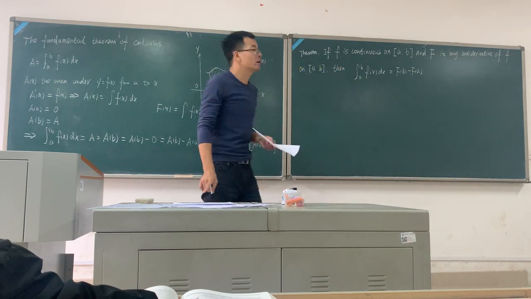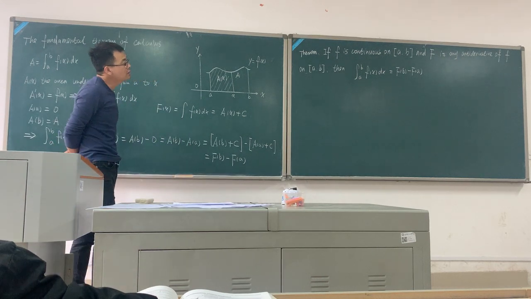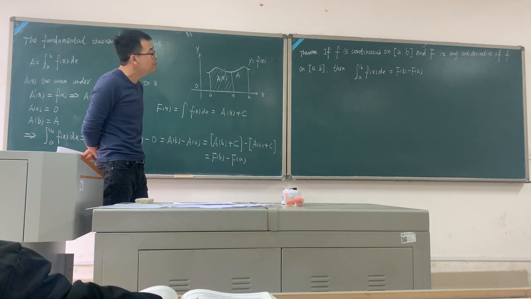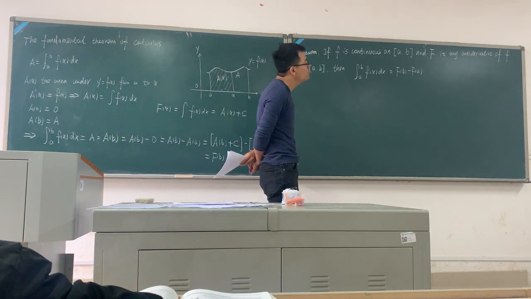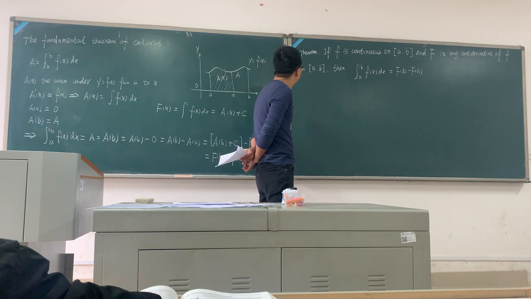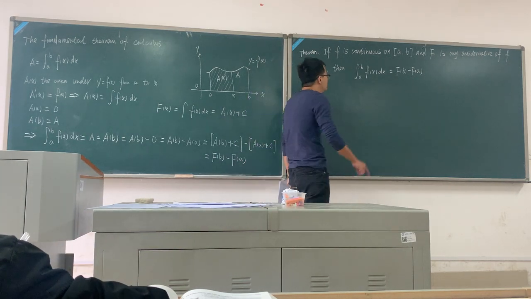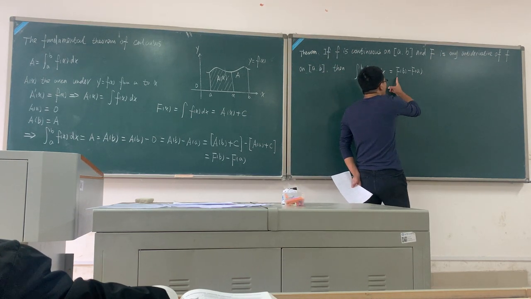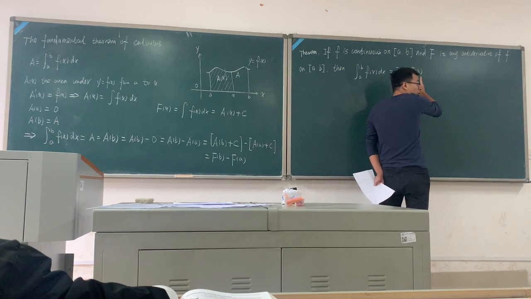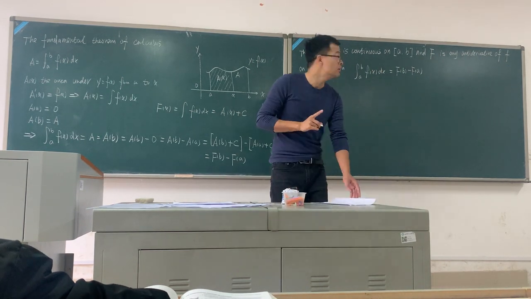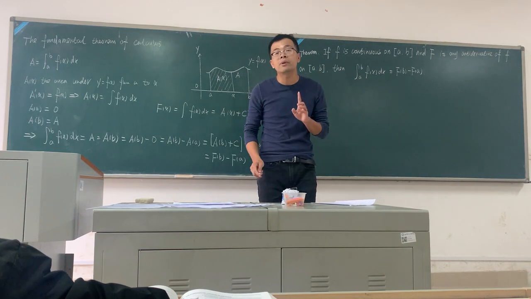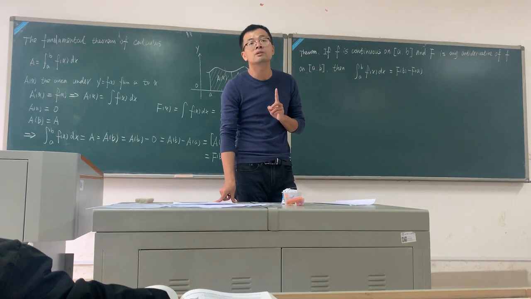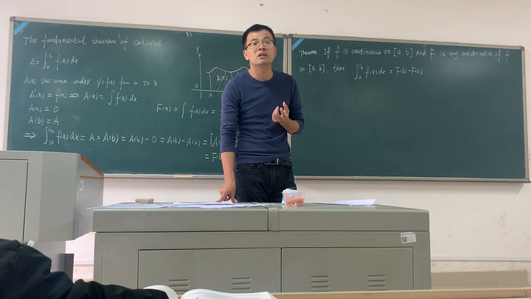So we have this result. If f is continuous on the closed interval [A, B], and capital F is any antiderivative of f on [A, B], then the definite integral of f from A to B equals capital F(B) minus capital F(A). This result gives me another way to compute the definite integral.